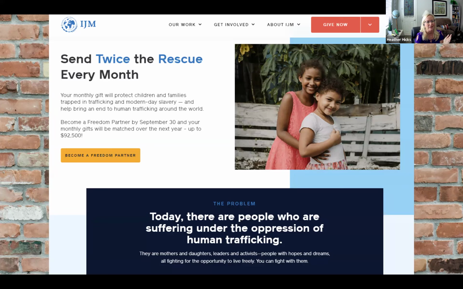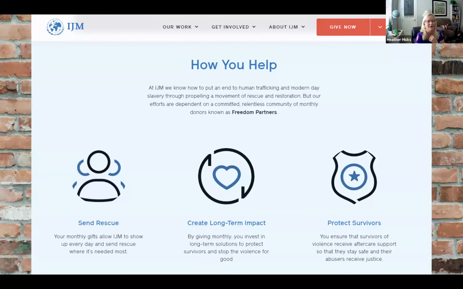You can go up and look at IJM, look for their monthly donor program. I'll tell you what it is in a minute. You can't see it on there. But here's a little bit more of what they do on their giving page. They actually say, if you scroll down, how you can help. And what they're doing is giving a testimony about their people that are part of their Freedom Partners.